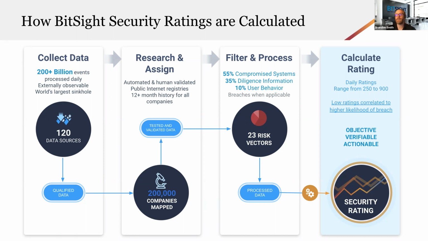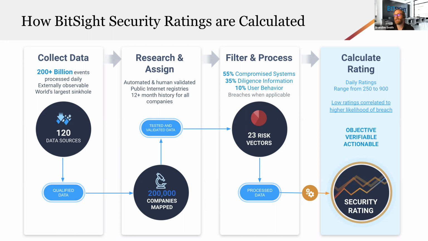35% is going to be diligence information, and that's going to be configuration-based findings. That's going to come from a variety of methods. Some of it's going to be us doing the analysis. Some of it's going to be folks in our partner network doing the analysis. All that's going to have individual weight underneath that 35%, and it's all going to be weighted based on the riskiness of that particular item.